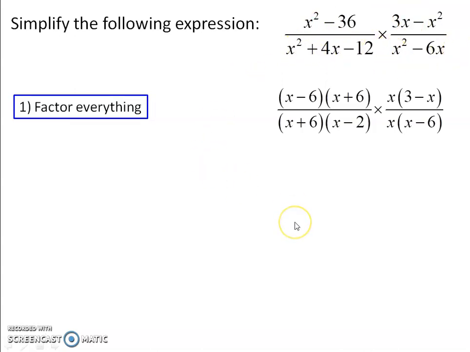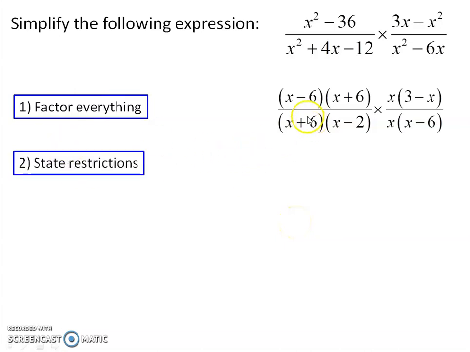So I factored everything. The second thing to do is to state all the restricted values. That means look at each individual factor in the denominator, only the denominator do we care about, and list what value of x or the variable is disallowed because it would make the denominator 0. So in this case, our restricted values are -6, +2, 0, and +6. If you put them in set notation brackets, that would be even better.